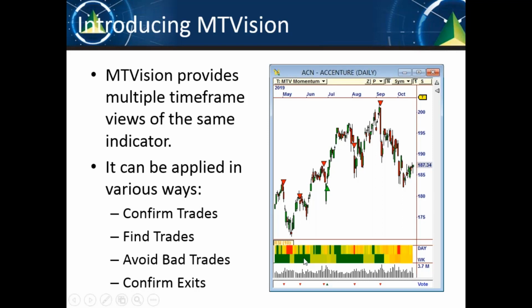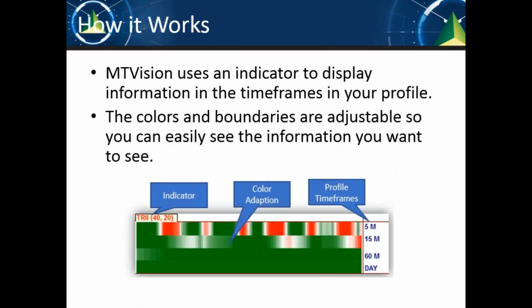Since we haven't really talked about this yet, you're looking at this saying, how do I use that? And I understand, but it's actually easier than you think. In fact, let's take a look at the next slide and look at exactly what we're looking at in MT Vision. Now, MT Vision uses an indicator, same indicator. In this example, we're using the trend intensity index with parameters of 40 and 20. It's the same indicator applied to all the time frames in your profile.